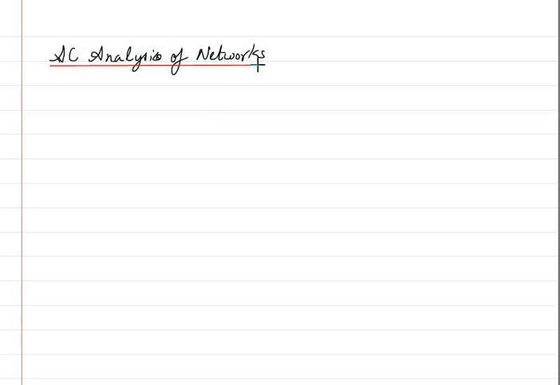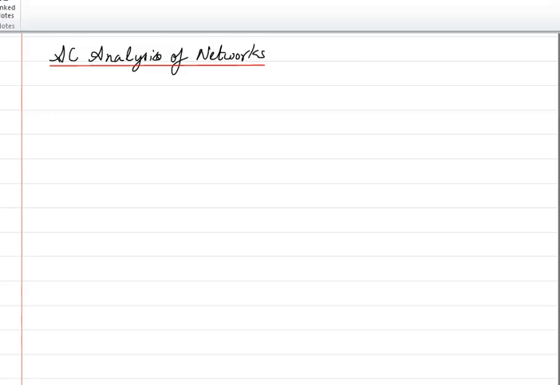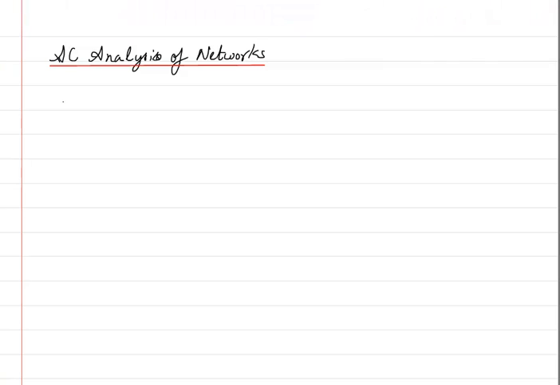Up till now what we were dealing with was DC. In DC, there are only three elements basically. Which all are the three elements? One is a resistor, another is a current source, and the third one was a voltage source. Now, this is the case of DC.